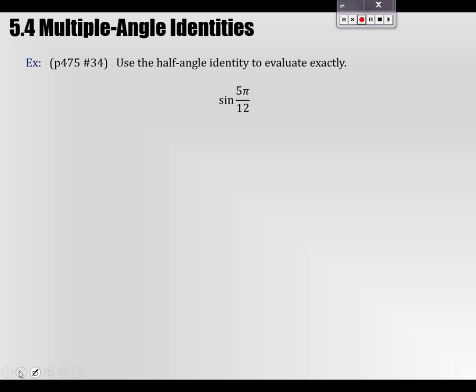Cosine of 5 pi over 6 is negative root 3 over 2. So 1 plus root 3 over 2, divided by 2. If we multiply by 2, what do we get? 2 plus root 3 over 4.